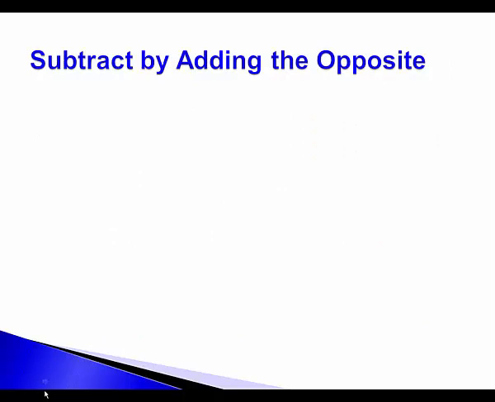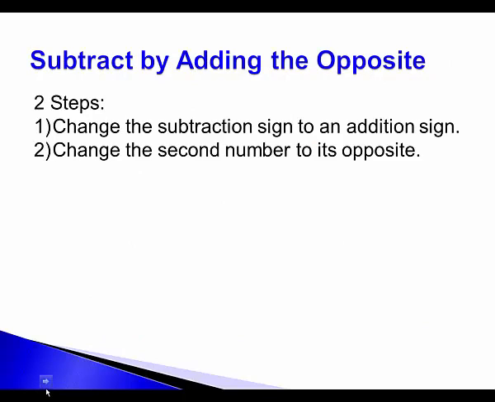Next, we will look at subtraction by adding the opposite. There will be two steps to what we're going to do. The first one will be to change the subtraction sign to an addition sign, and the second step will be to change the second number to its opposite. Let me give you a subtraction problem and remind you what we're going to do. Step 1 says change the subtraction sign to an addition sign. So I'm literally going to add right there. And then I change the second number to its opposite.